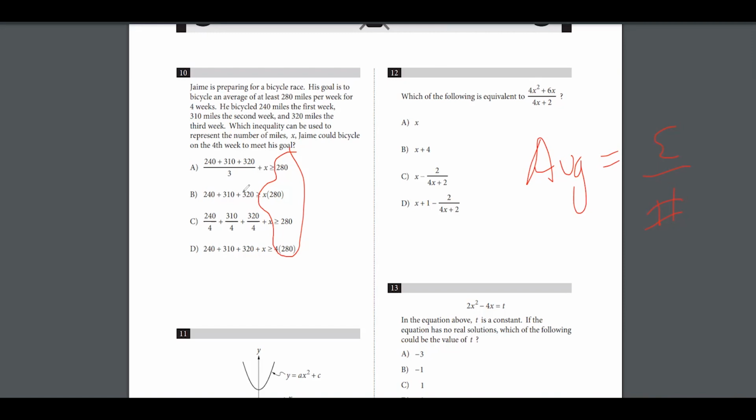Oh wait, did you say 10 or 11? Sorry. You said 11? Oh, my bad. Sorry about that. Yeah. Basically, okay, I'll just do this quick then.